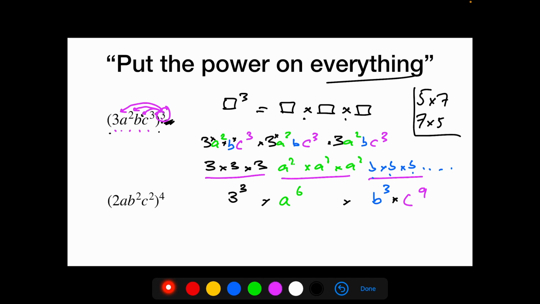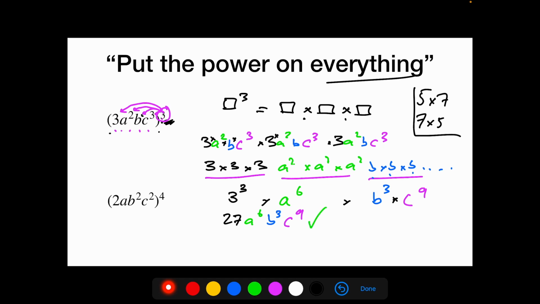And what would you get? If we tidy this up, 3 cubed is 27. A to the 6, so we write them next to each other, which means multiply. b cubed, c to the 9. And that's it. That's the correct answer. That's what we're looking for.